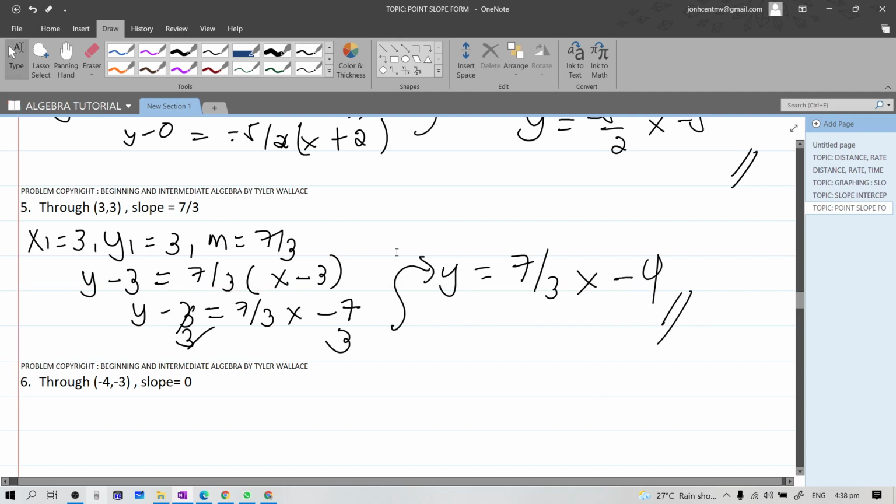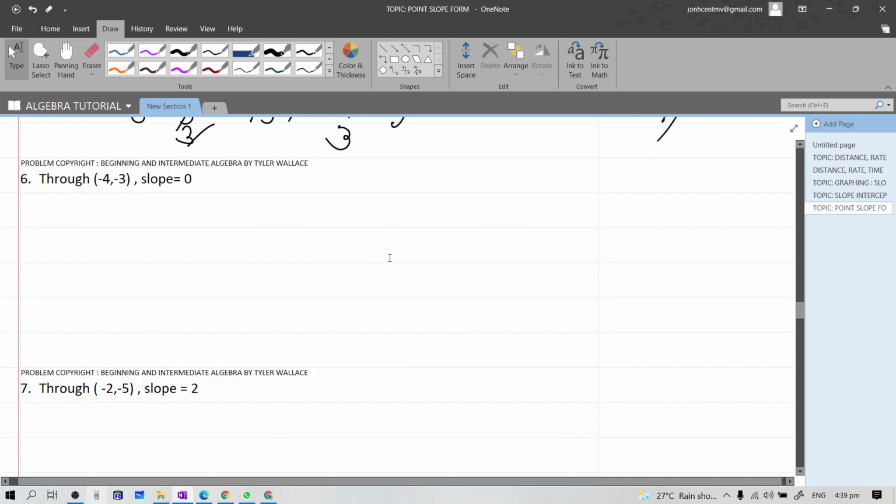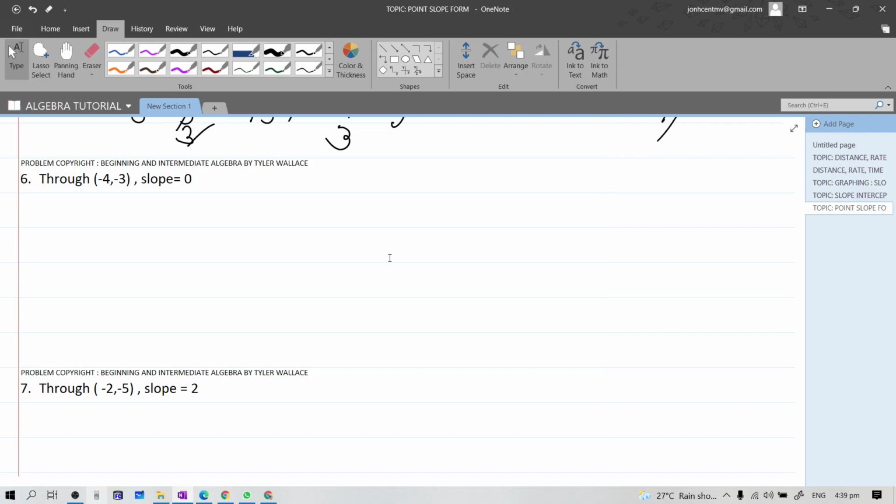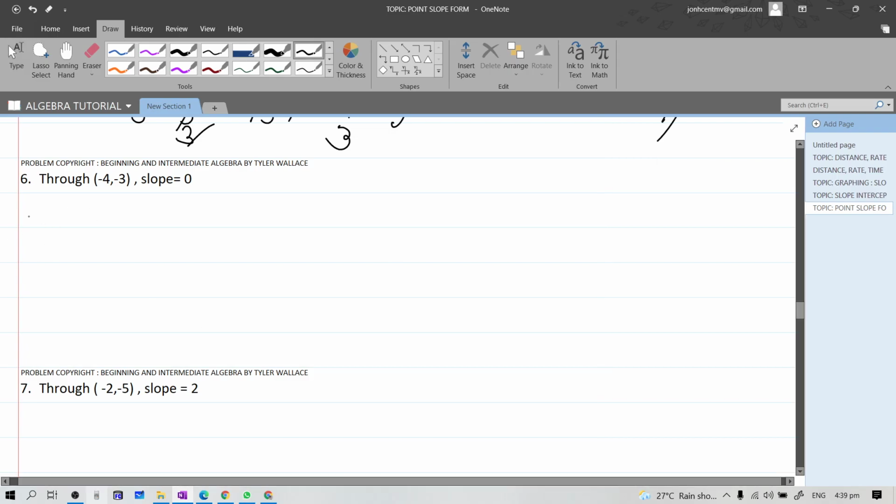Okay? Next, for problem number 6, here we have a slope of 0. Okay? So, it's still the same. Nothing changes. So, we have x sub 1 is negative 4. y sub 1 is negative 3. Your m is 0.